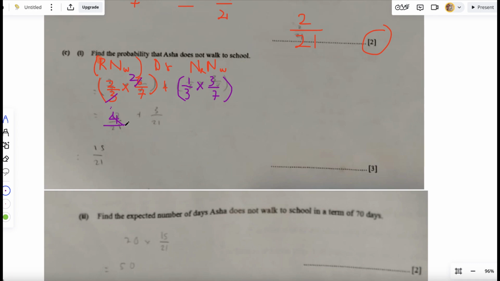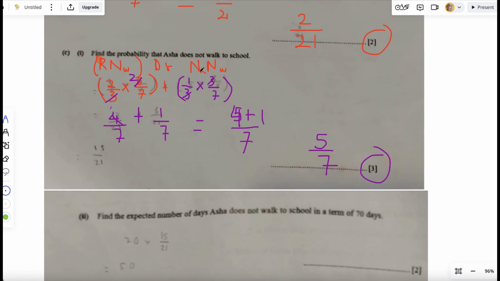4 over 7 plus, now let's simplify the second one. This 3 on top cancels this 3, and the bottom becomes 1 all over 7 plus 1 all over 7. The denominators are the same, so easy, just add the numerators. This gives us 5 over 7. You only add the numerator, the denominator stays the same. This is 4 plus 1, which gives us 5 over 7. So if you're able to do this, you get 3 marks.